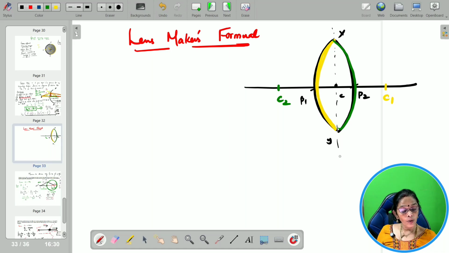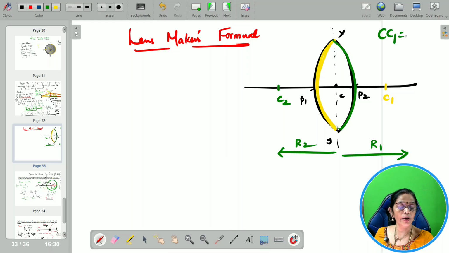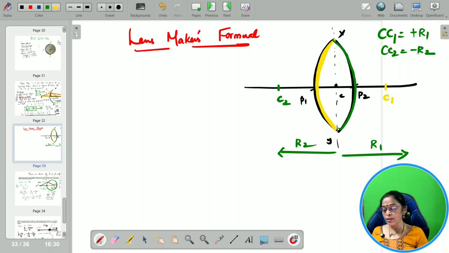Now C to C1 is positive, that is R1, whereas C to C2 is negative, that is R2. So I have to write CC1 is equal to plus R1 and CC2 is equal to minus R2. So now itself I am writing.